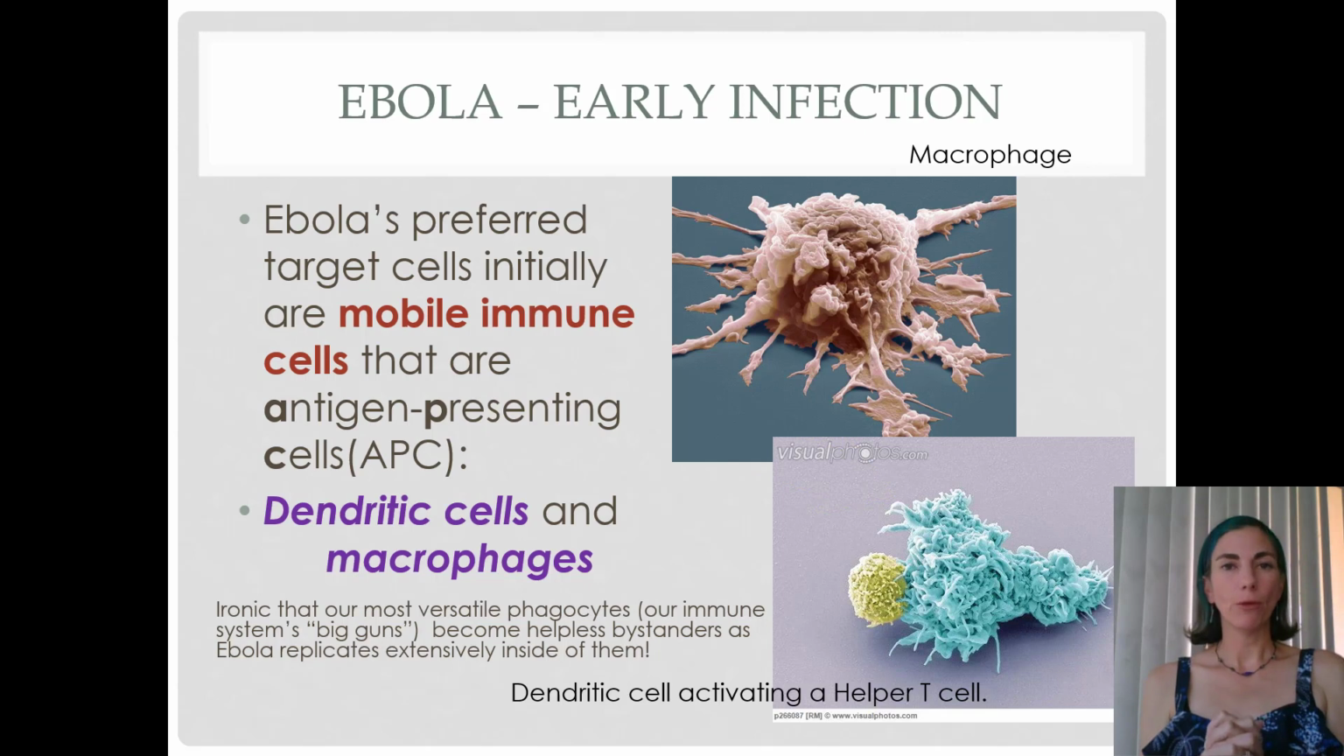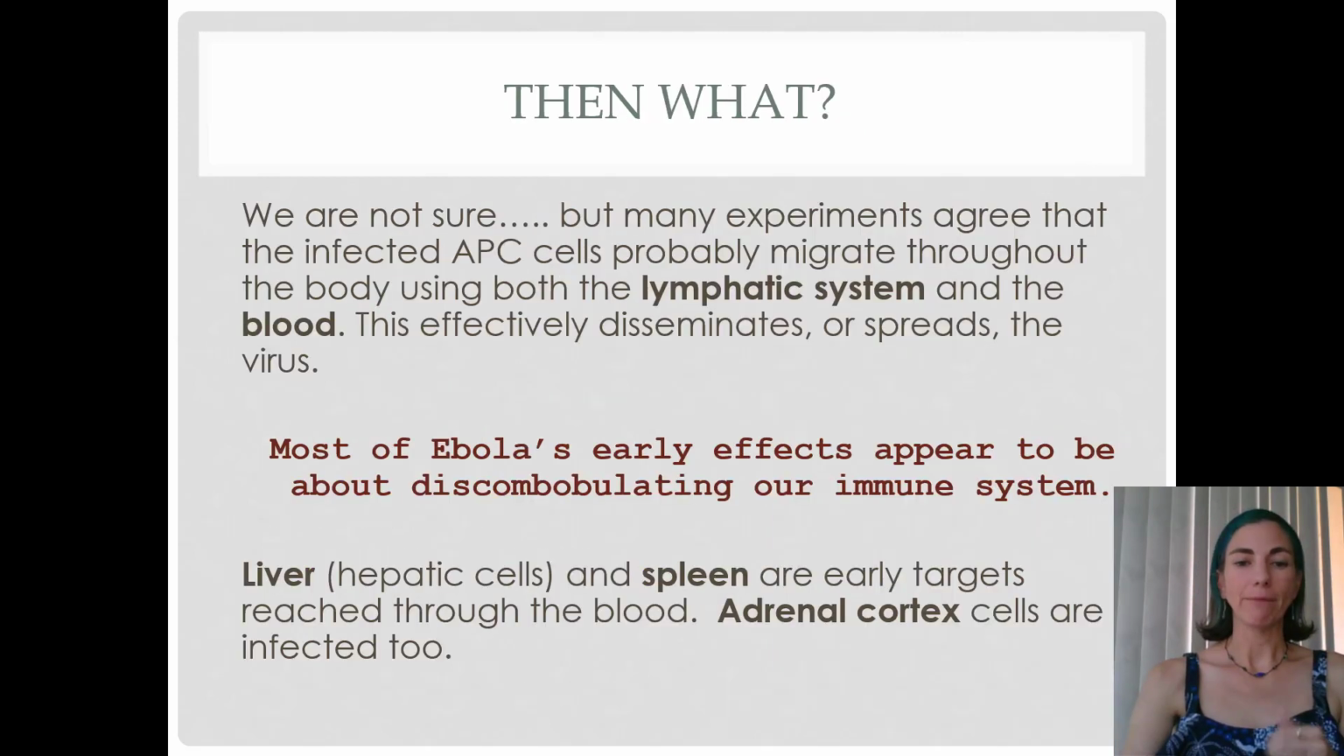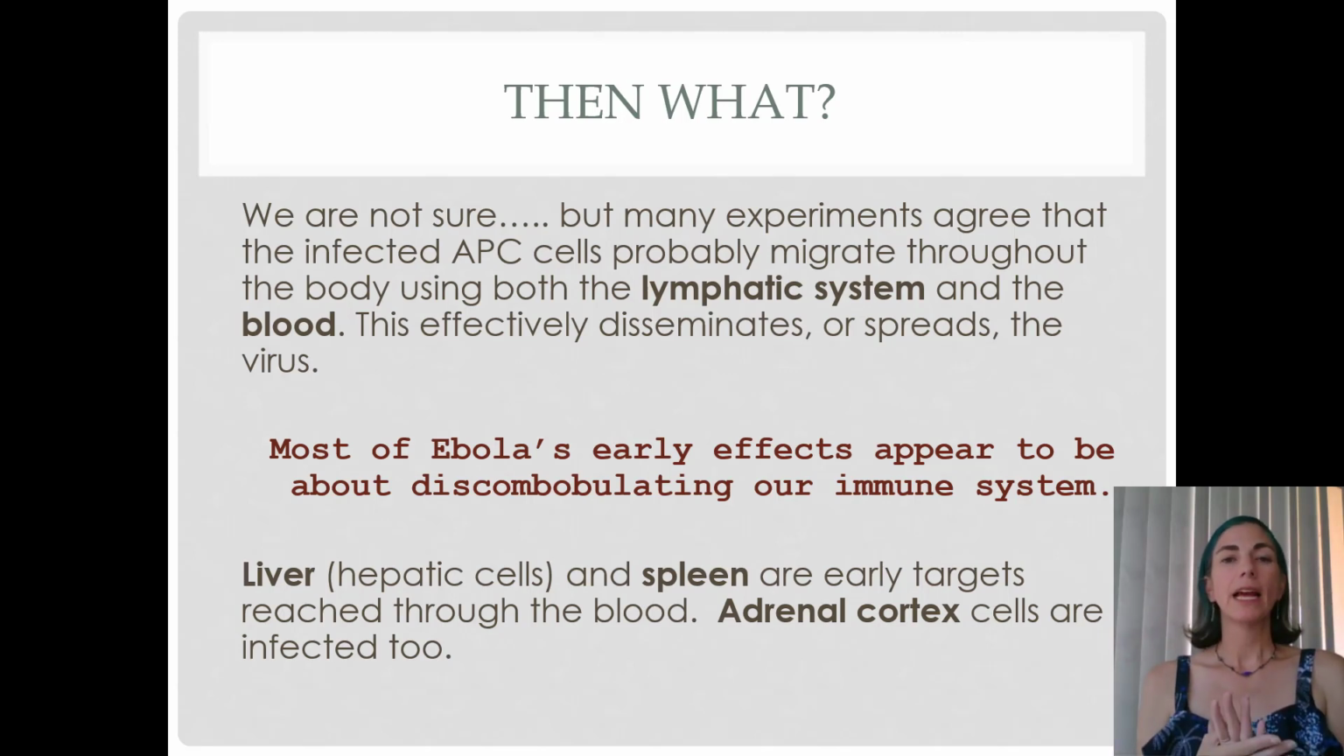If you remember your immunology, these immune cells move around. This is a great way for Ebola to disseminate throughout the body systemically, because these macrophages and dendritic cells become infected at the portal of entry and then start moving around. They get into the blood or move into the lymphatic system, and then they start disseminating the Ebola virus. Now, Ebola picks a couple of early targets.